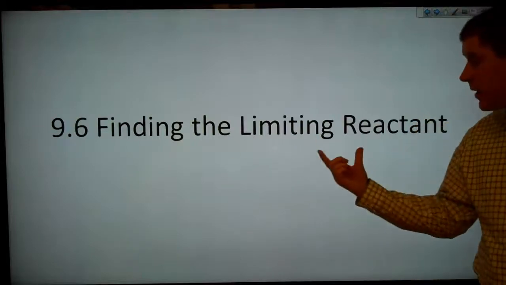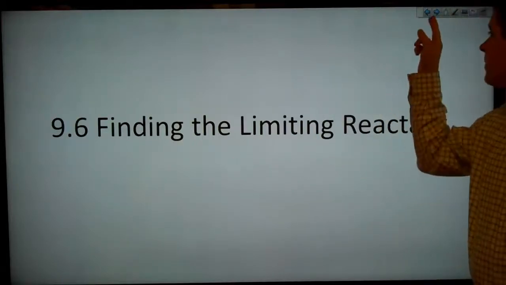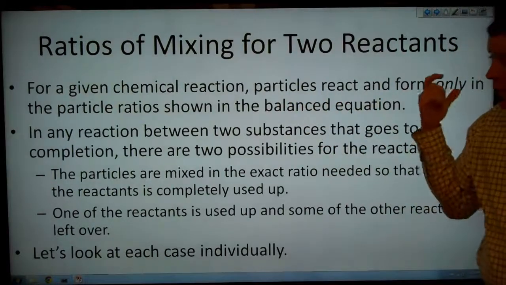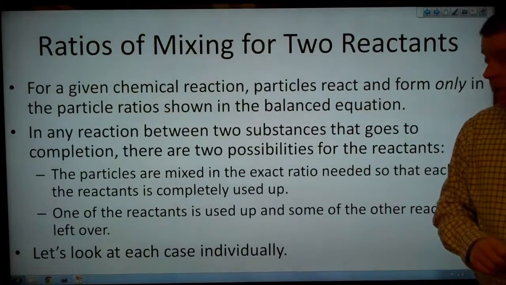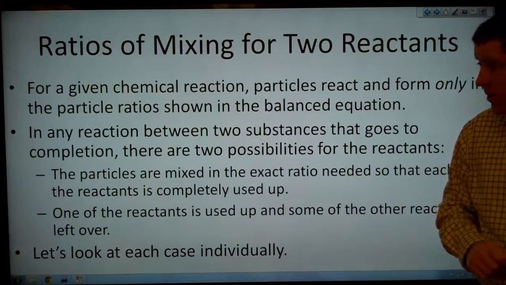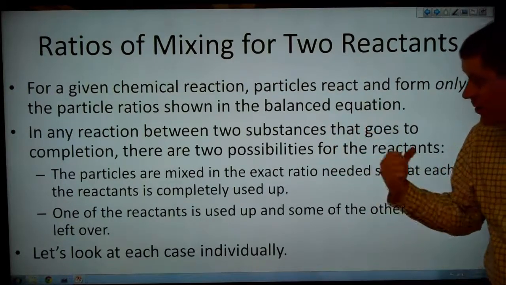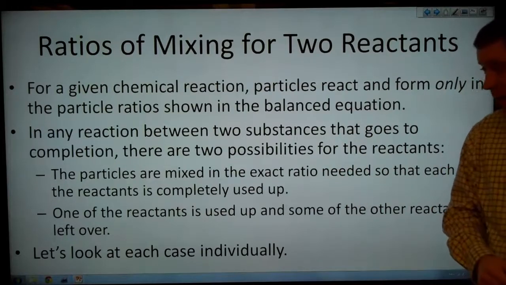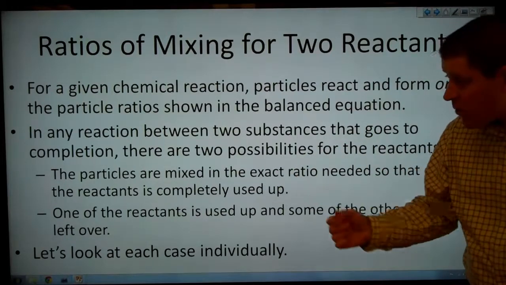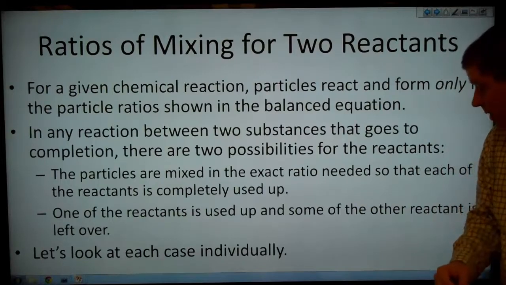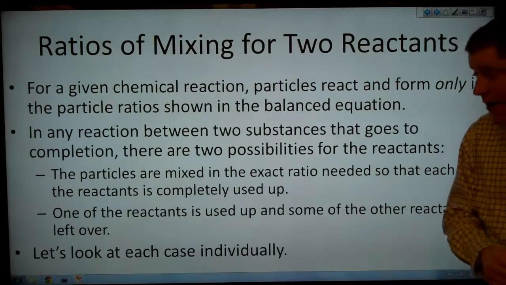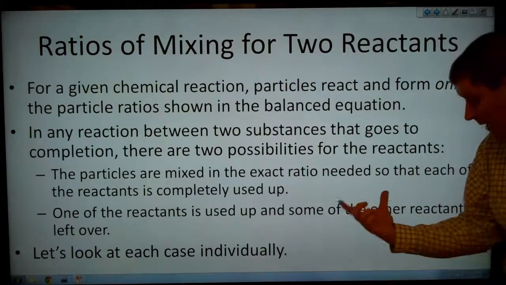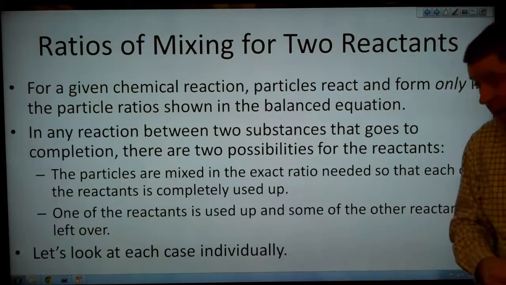Welcome to Finding the Limiting Reactant. So, for a given chemical reaction, particles react and form only in the particle ratios shown in the balanced equation. In any reaction between two substances that goes to completion, there are two possibilities for the reactants. Either the particles are mixed in the exact ratio needed so that each of the reactants is completely used up, or one of the reactants is used up and some amount of the other reactant is left over.